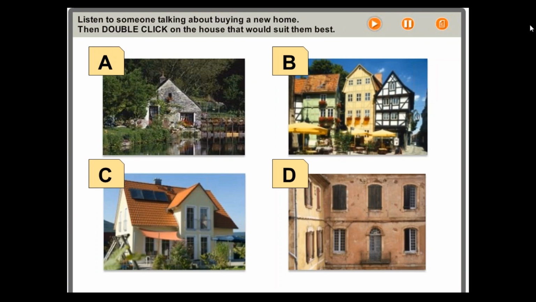And as Nadia said, the feedback is there. You can see yourself. You can play some games again and again. You've got everything integrated. So this is another one. It's the same kind of idea. Listen to someone talking about buying a new home, then double click on the house that would suit them best. So for this, I have added pretend post-it notes. Normally these little things A, B, C, and D are not on it.